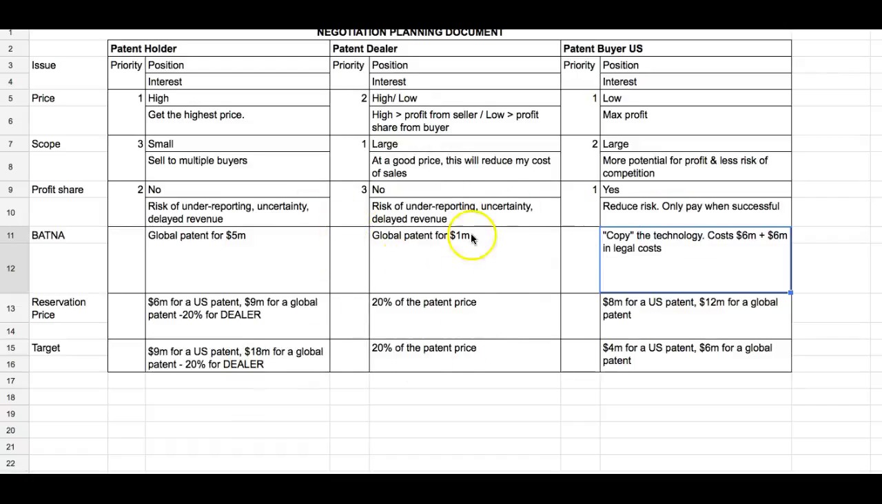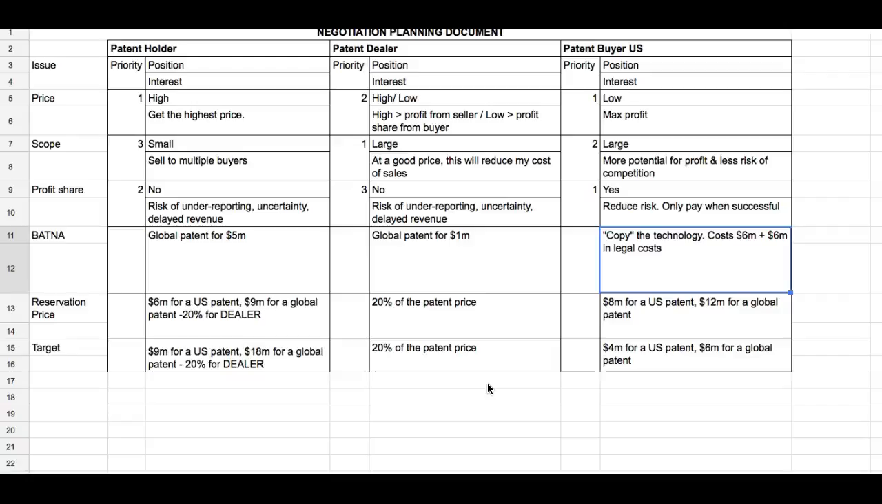So what would be good for the two of you would be an outcome somewhere between 6 and 12 million. And that is good because there is enough profit to be made by the buyer still to be profitable, and there is more profit to be made by the patent holder than his BATNA. So there is a possible outcome somewhere between 6 and 12 million that is good for both sides. But how are you going to negotiate that?